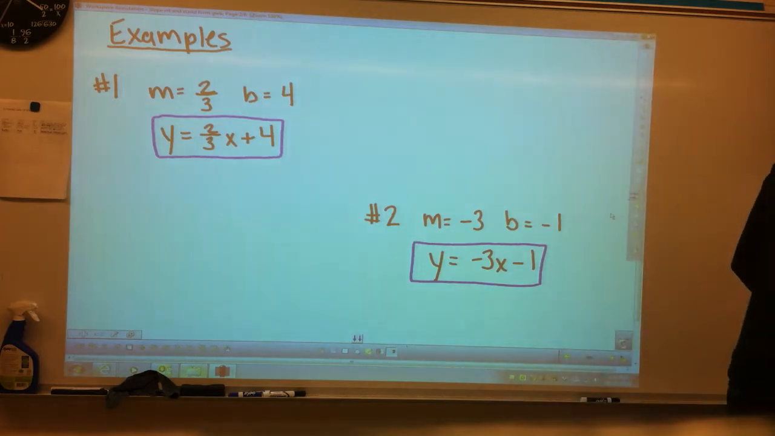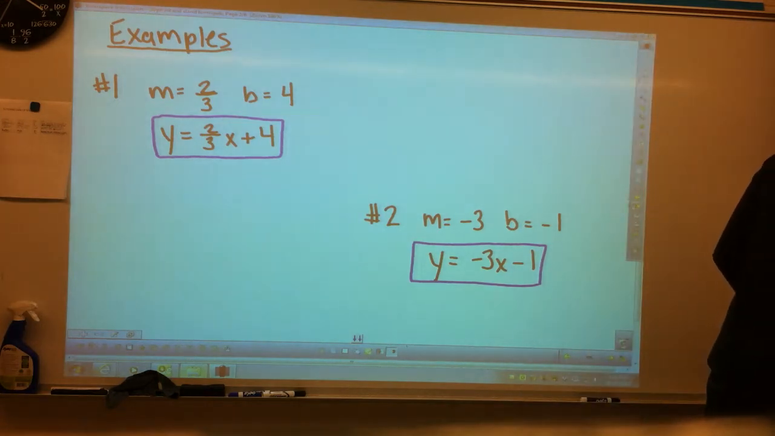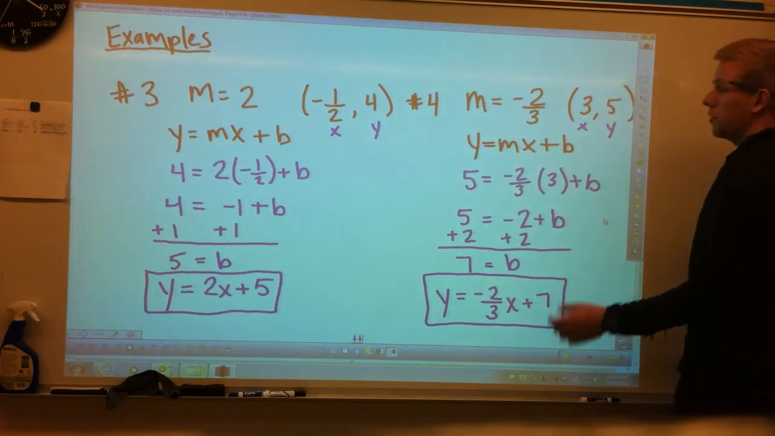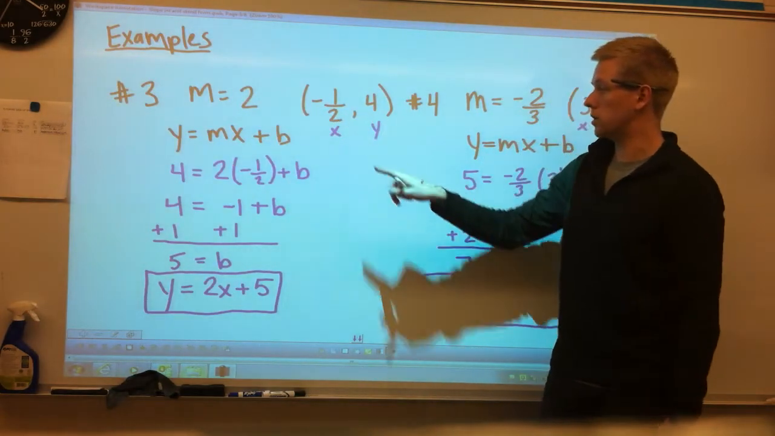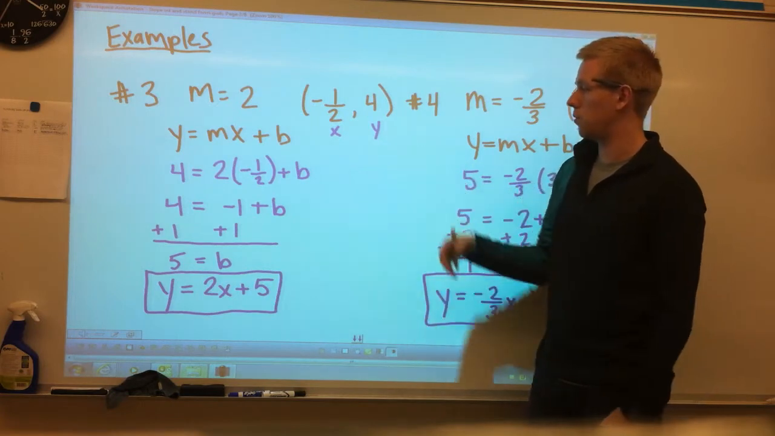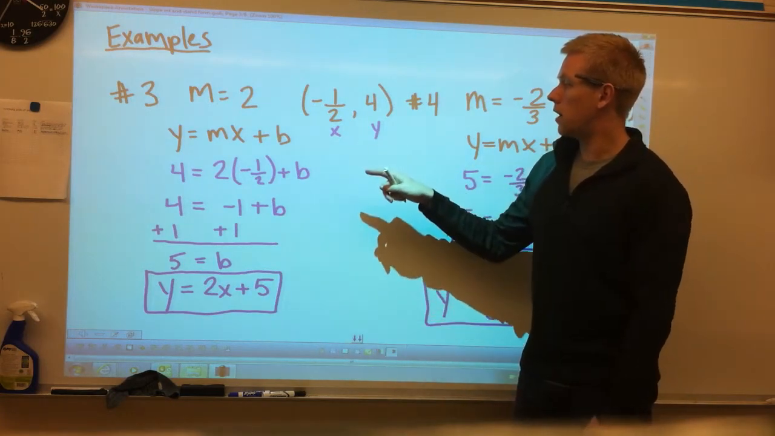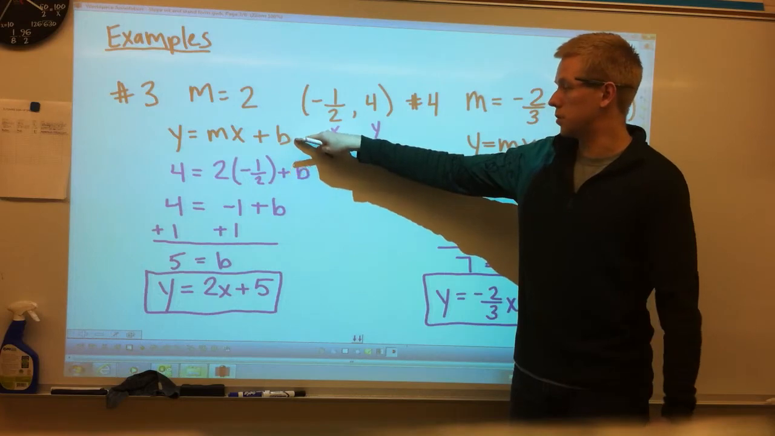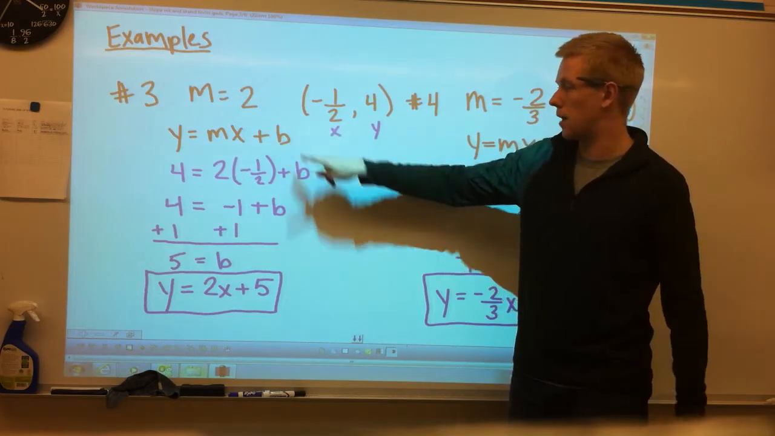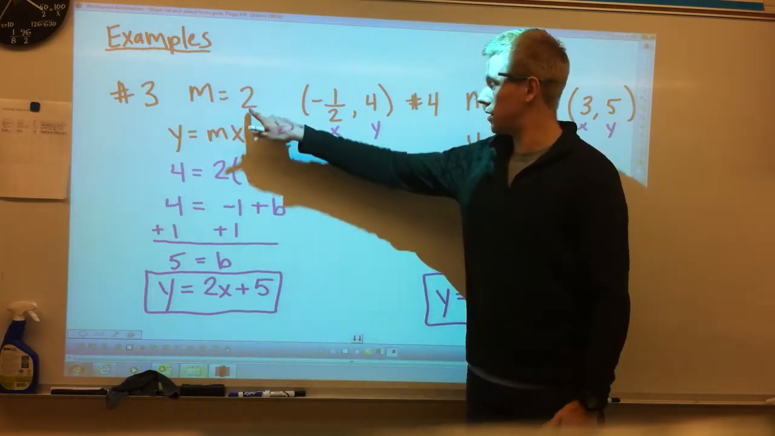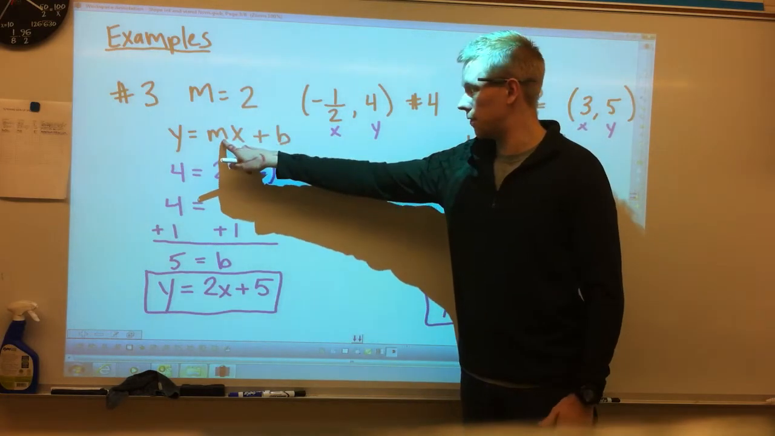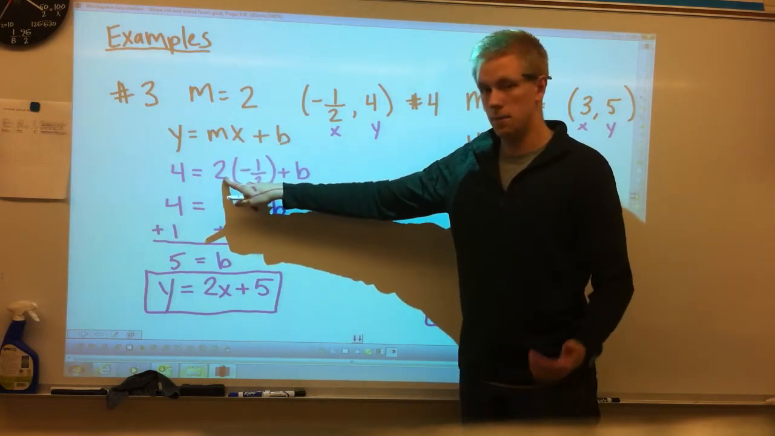The next two, a little bit trickier, because now we're not given both slope and b, we're given just a slope and then a point or a coordinate or ordered pair, whatever you want to call it. Start by writing y equals mx plus b. That's what I always do. I start by writing my formula first. Then I plug in what I know. I know I might have my slope as 2, so I'm going to plug that in for m. So I have 2 in the m spot.